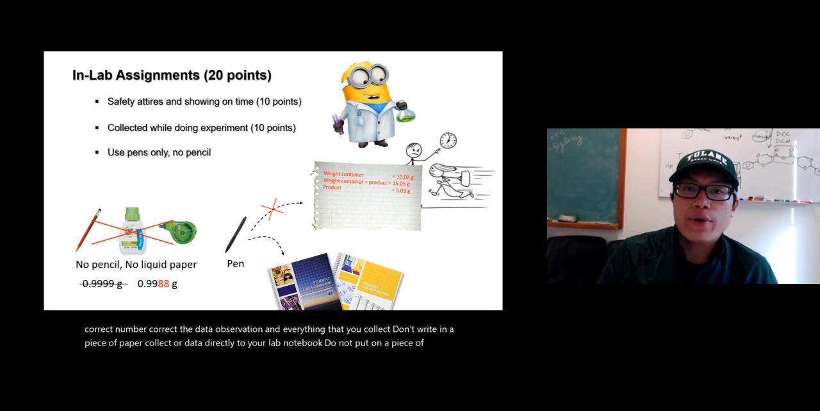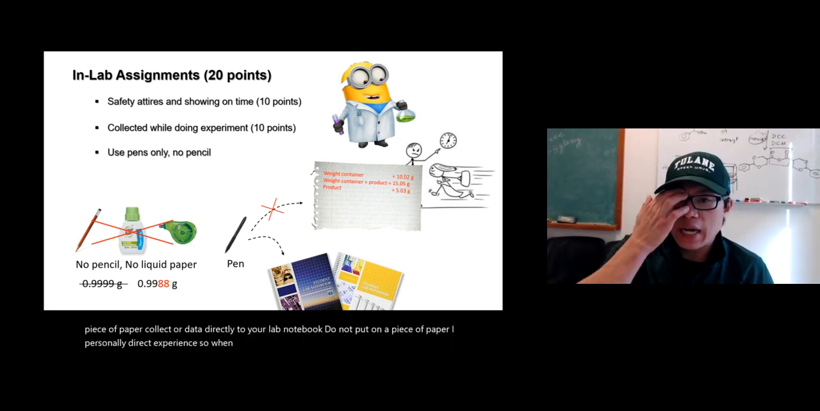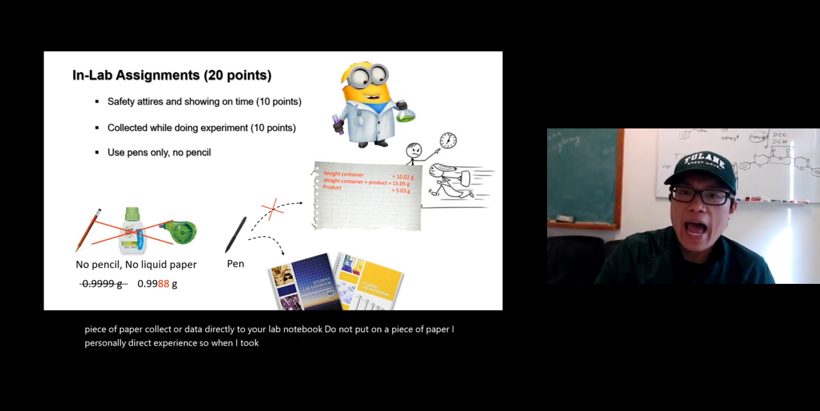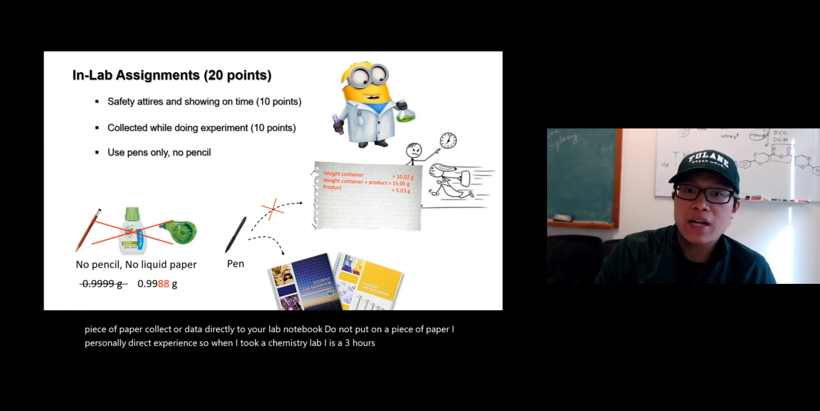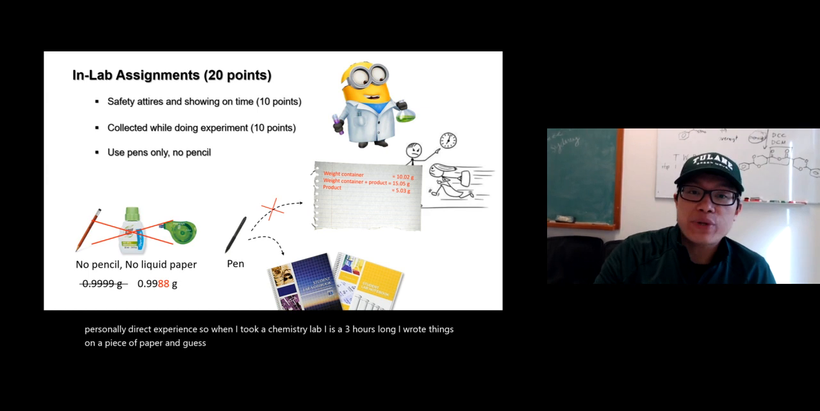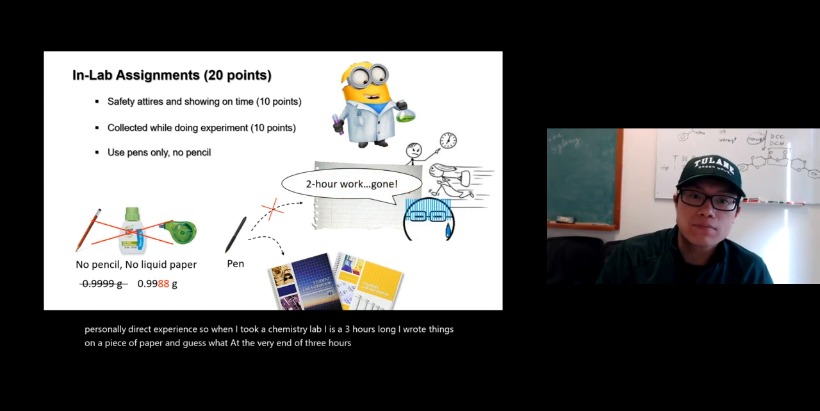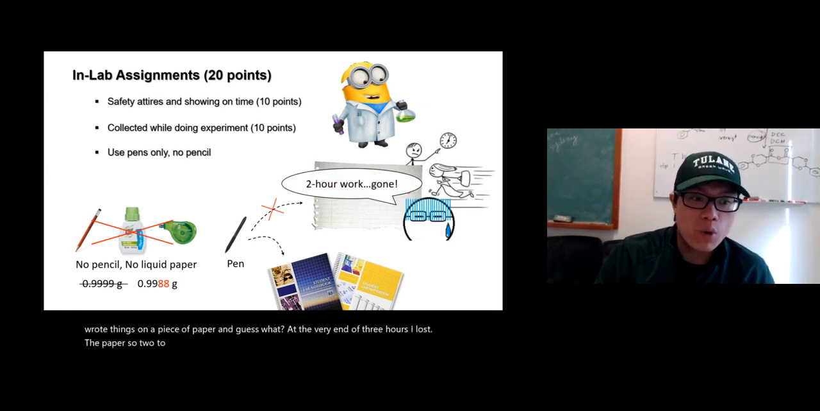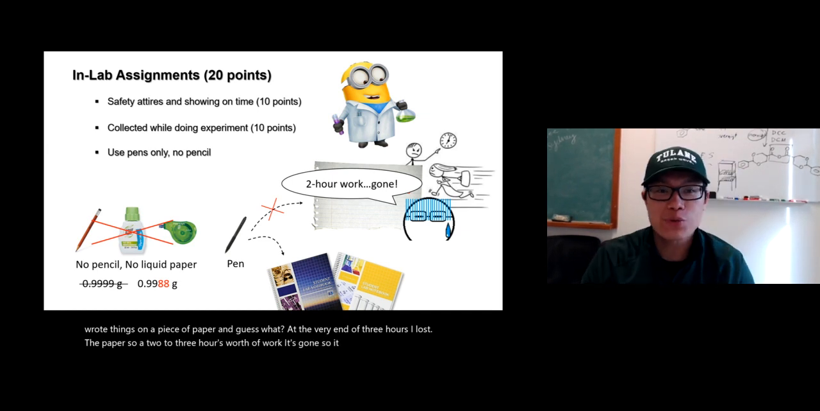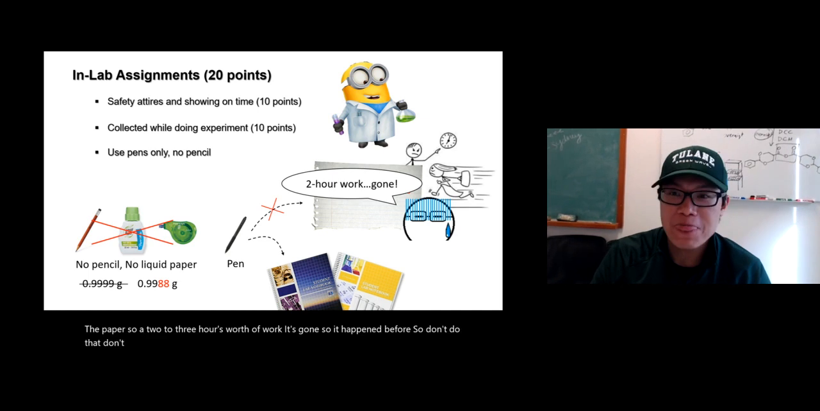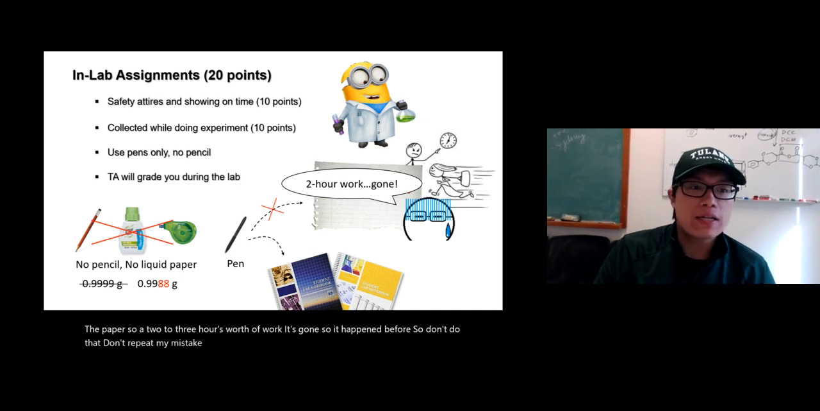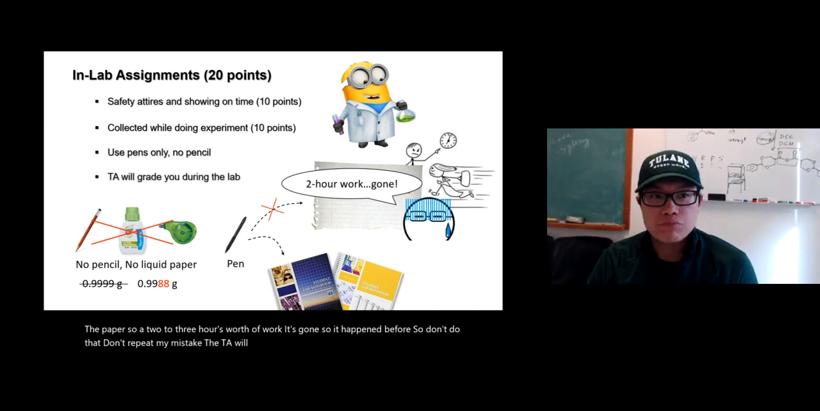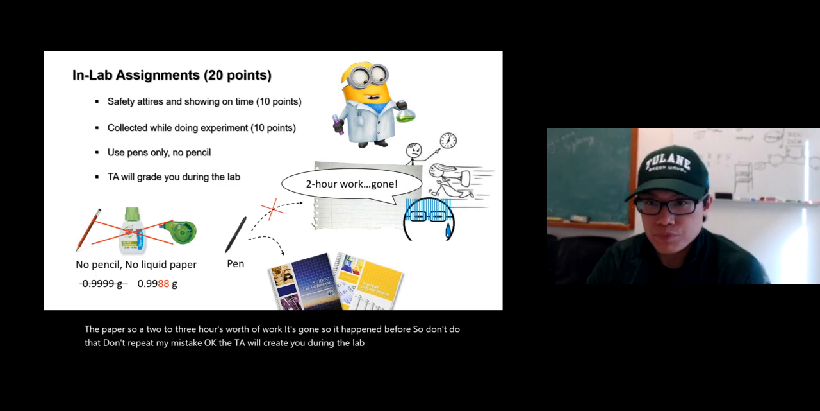From my own direct experience, when I took chemistry lab, it was 3 hours long. I wrote things on a piece of paper, and guess what? At the very end of 3 hours, I lost that paper. So 2 to 3 hours' worth of work was gone. It happened to me before, so don't do that. Don't repeat my mistake. The TA will grade you during the lab. Basically, that's the in-lab assignment.